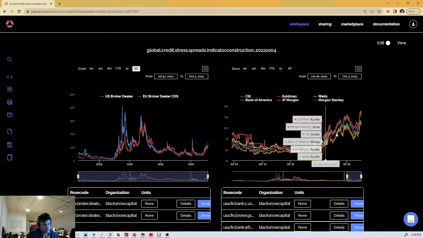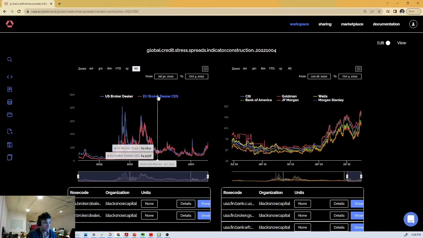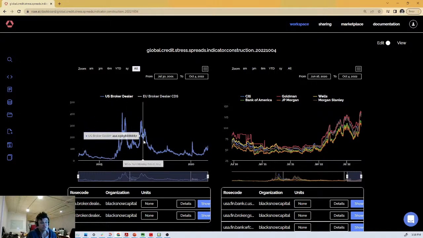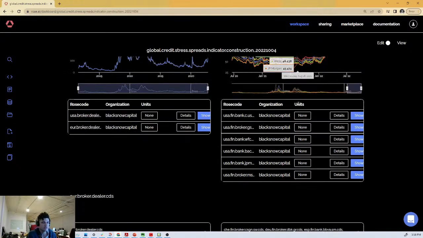So we've had a real steepening, but not yet at the level of in the US during the financial crisis or even in the Euro crisis. So credit spreads are getting out there, but it doesn't look totally systemic yet.